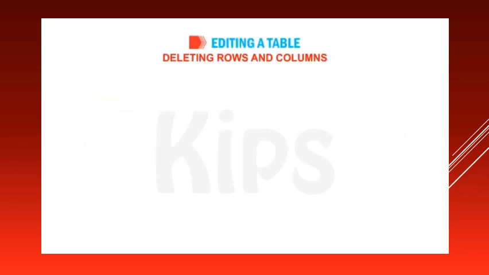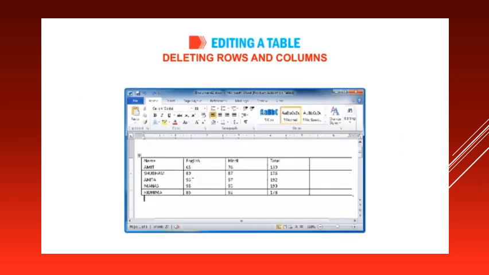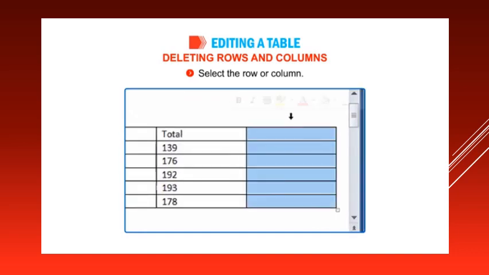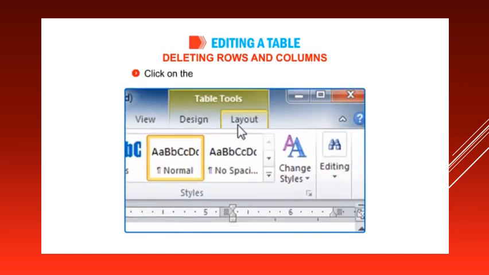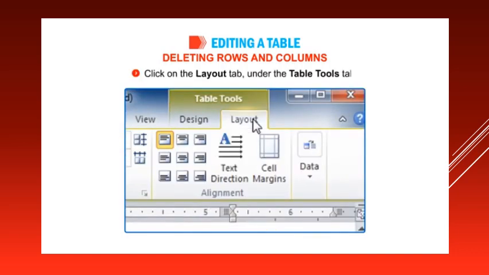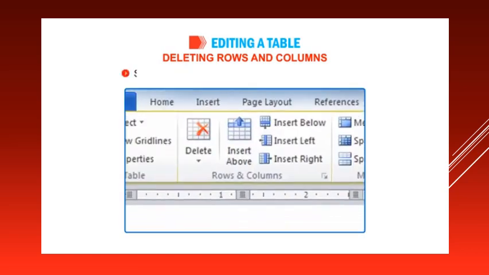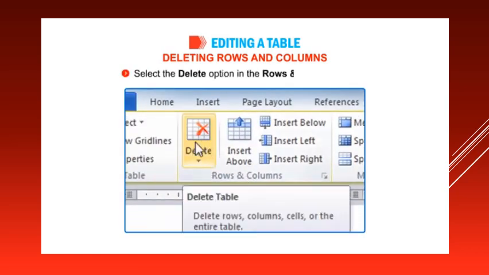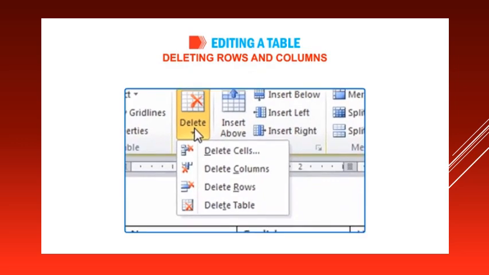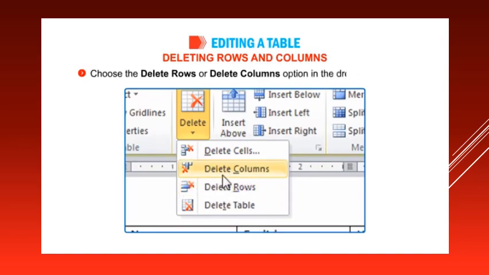Now let's talk about deleting rows and columns. Select the row or column. Click on the Layout tab under the Table Tools tab. Select the Delete option in the Rows and Columns group. A list of options appears. Choose the Delete Rows or Delete Columns option in the drop-down menu.